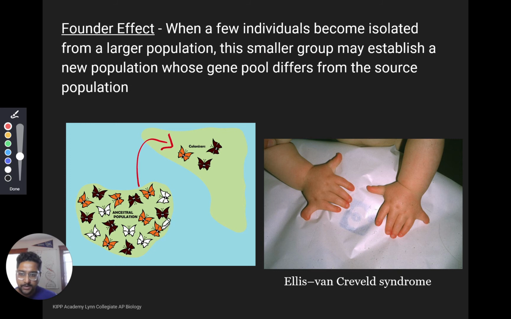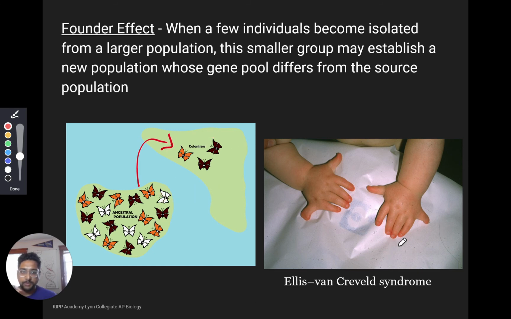So what we can see here is an island of a bunch of different types of butterflies. Some butterflies, just the orange one and some of the brown ones, move over to a different island. And then over time, on this new island, you're only going to have orange and brown butterflies. You're not going to see the white butterflies anymore because of the founder effect.